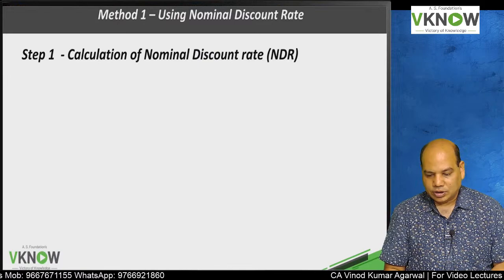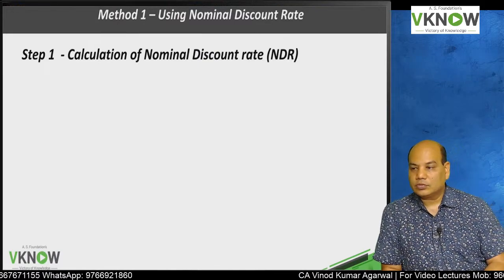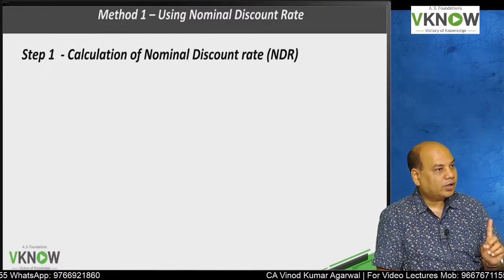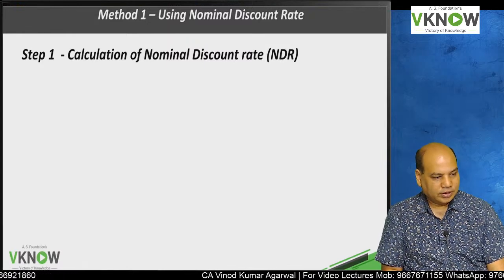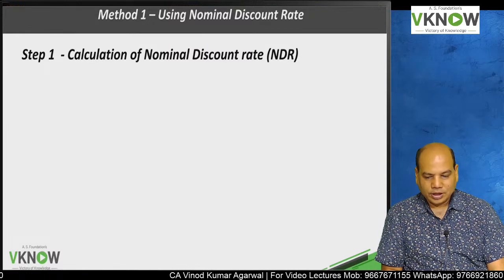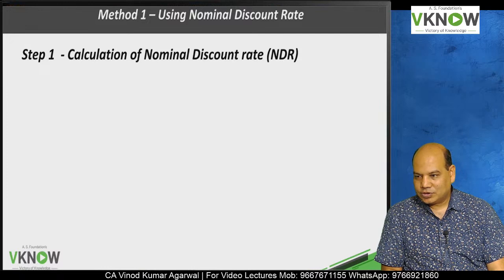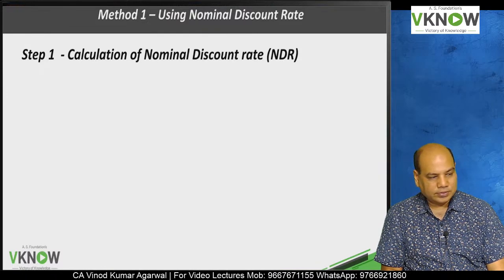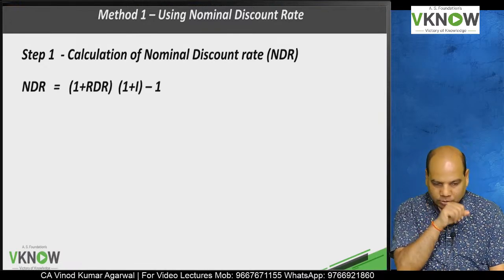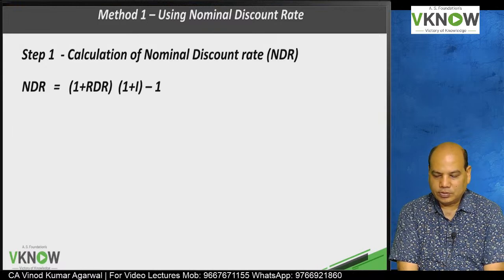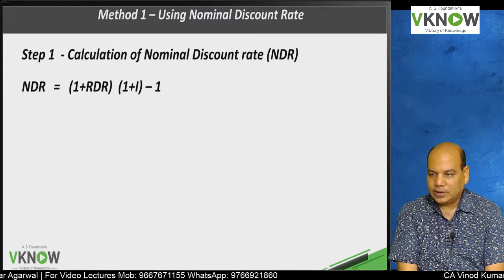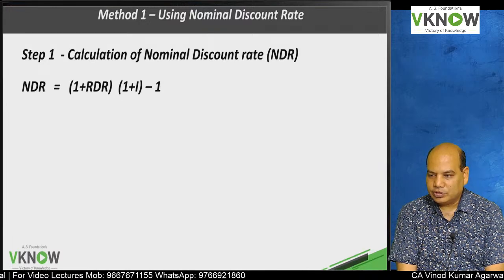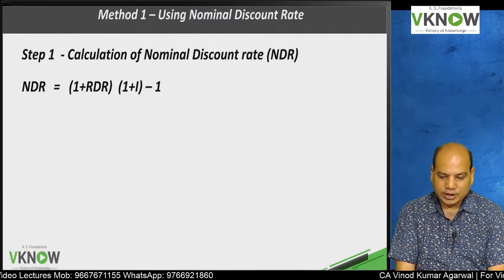And if you assume it is a real discount rate and nominal cash flow is given, first you have to find nominal discount rate. Write down method 1, using nominal discount rate. I am going to solve this question twice, nominal, real. First, method 1, using nominal discount rate. Under that, step 1, calculation of nominal discount rate. Under that formula, which we have seen today, we have understood with the help of one example of a bat, where the quality improvement was 10% and inflation was 10%.